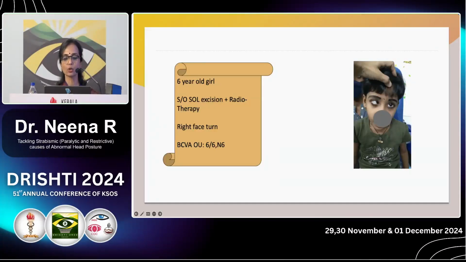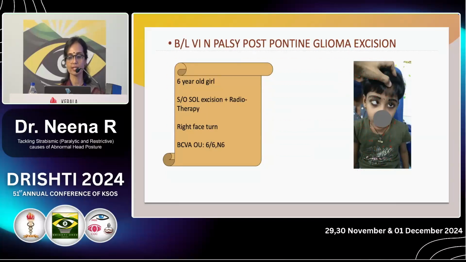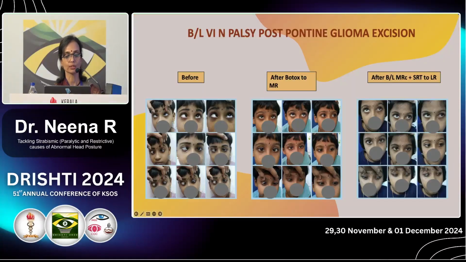So this 6-year-old girl came to us after an excision for pontine glioma and radiotherapy. So this is a corrected head posture. She has a very large right face turn and a large right esotropia. You can see both eyes, the abduction is limited.